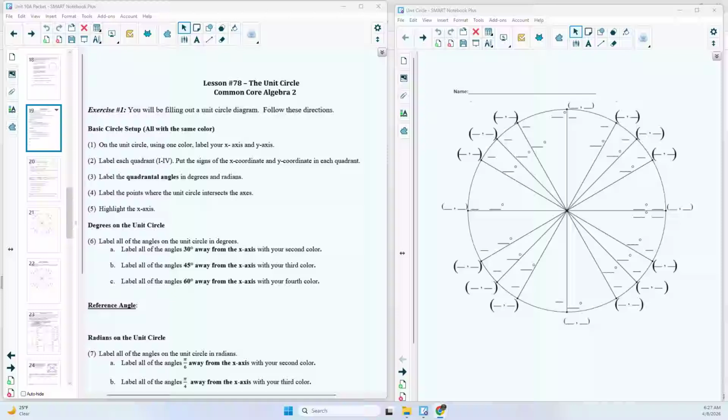In this lesson, we're going to be filling out the whole unit circle now that you have the tools to do so. We're going to be using colors to kind of see patterns. So we're going to start with the basic circle setup. We're all doing this with the same color, so we need black. So we're going to label our X and Y axis.